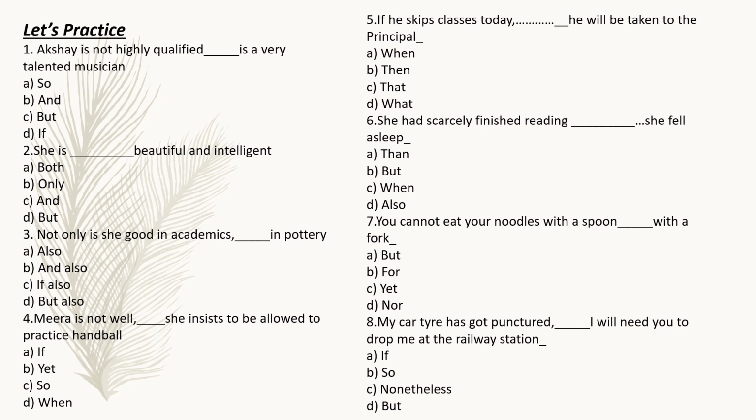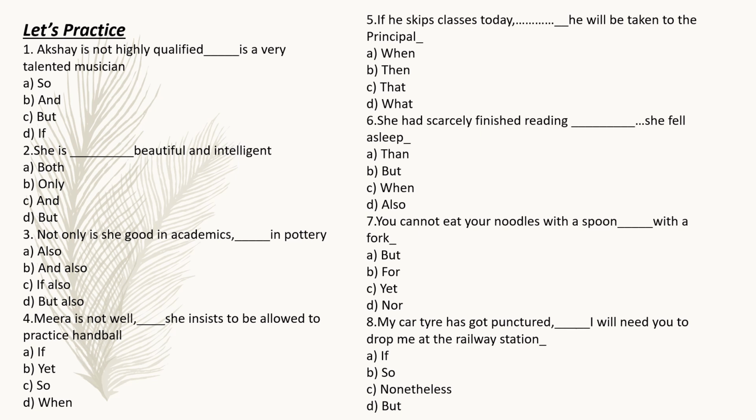So the correct answer here is but. Akshay is not highly qualified but is a very talented musician. Next question. She is dash beautiful and intelligent. So the correct answer here is A, both. She's both beautiful and intelligent.